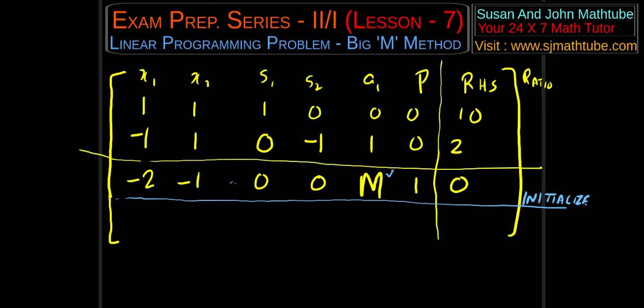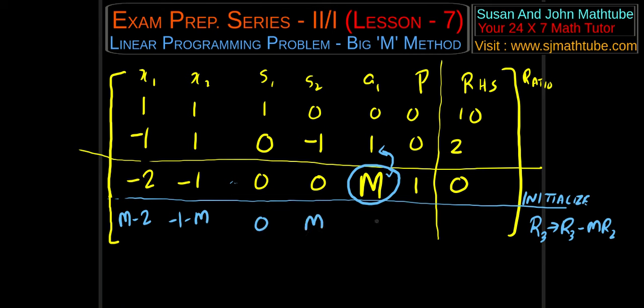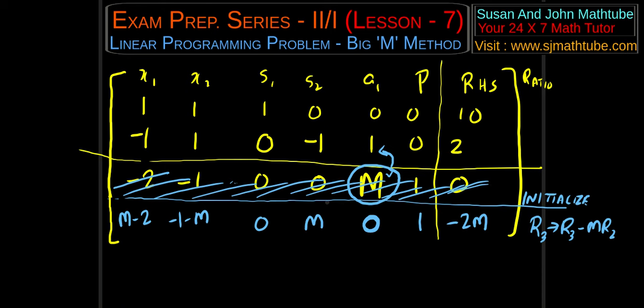So look at this. As I told you, we have to get rid of this m. And above m there will be 1, maybe here or maybe here, but there will be m. So here R3 changes to R3 minus m R2, and that's very easy to do. So minus 2, so m minus 2, minus 1 minus m, and then 0, then m. Of course this will be 0, and 1 and minus 2m. So we got our table, and now look at this, just ignore this. Don't cut like this in your exam, but ignore this.